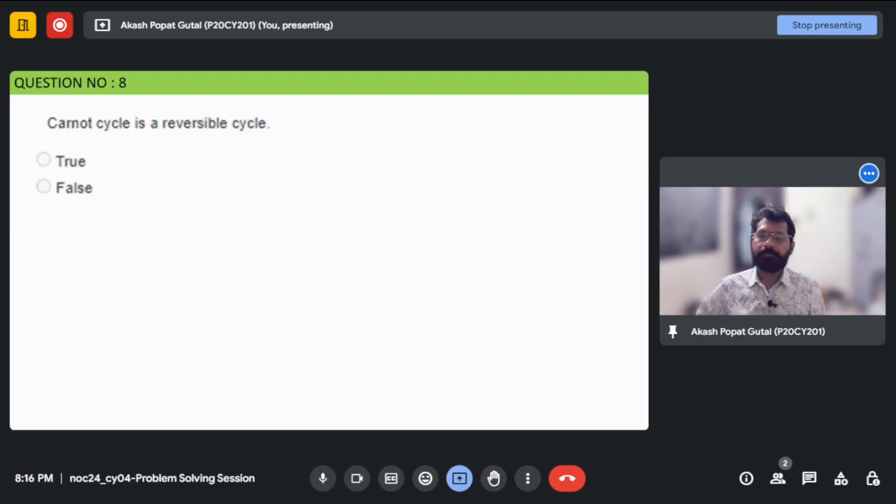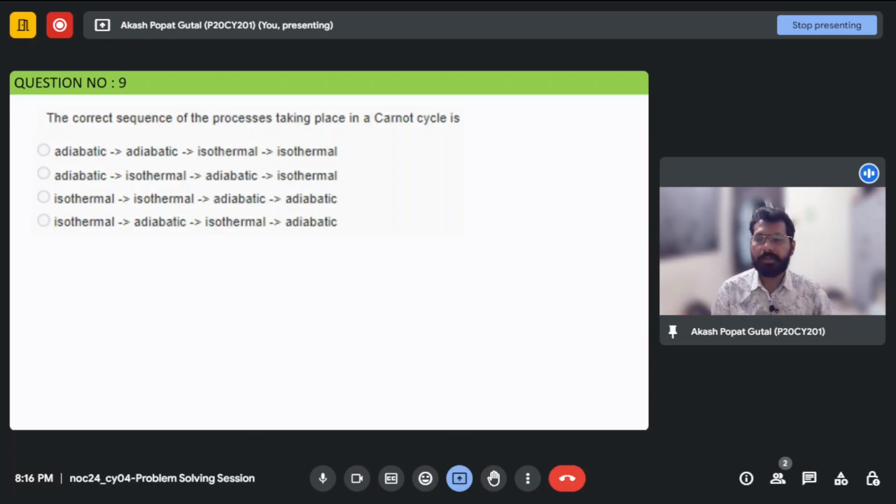And question number 8: Carnot cycle is a reversible cycle. Yes, Carnot cycle is a reversible cycle, and the statement is true. And question number 9: The correct sequence of the processes taking place in a Carnot cycle is, first option, adiabatic, adiabatic, isothermal, isothermal. The second option is adiabatic, isothermal, adiabatic, isothermal. Third option is isothermal, isothermal, adiabatic, adiabatic. And the fourth option is isothermal, adiabatic, isothermal, adiabatic.